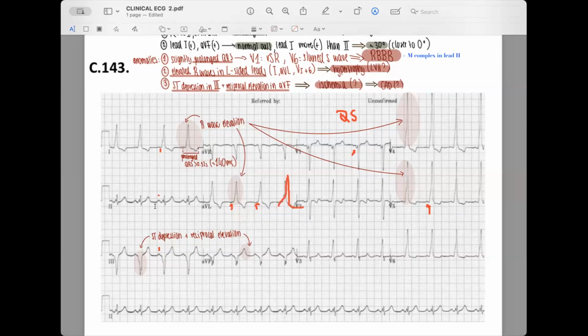Okay. A delta wave. So this was a pre-excitation syndrome. WPW syndrome, exactly. Now, this is not a right bundle branch block for sure, because you would have to have a wide QRS in V1 if you had a right bundle branch block. This looks like a left bundle branch block. And what did we say about it? This is the type B. Okay. So WPW type B.